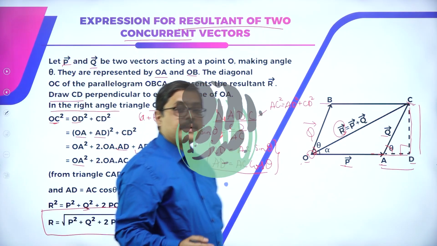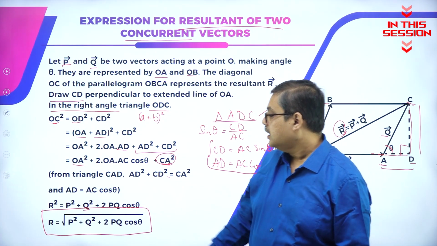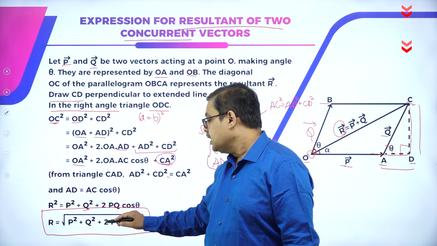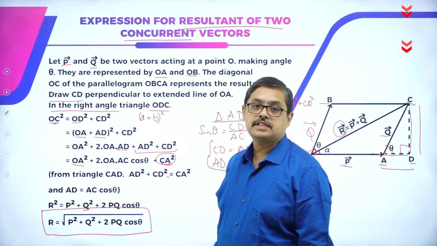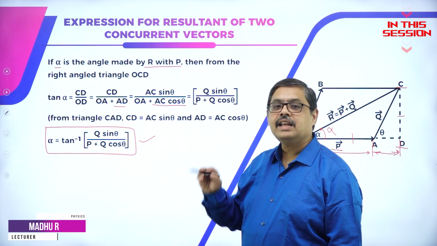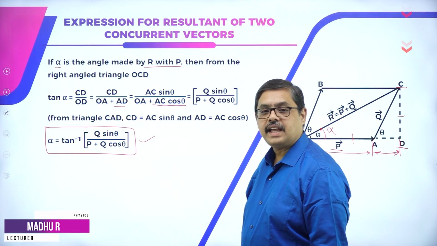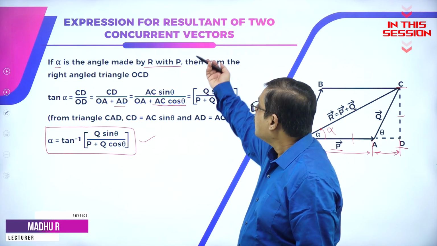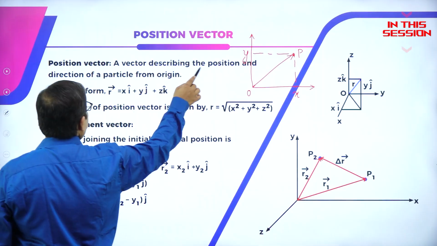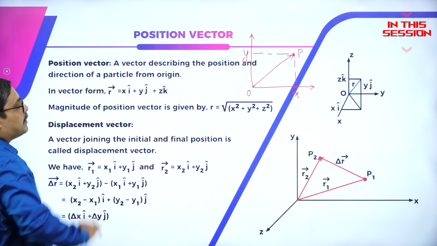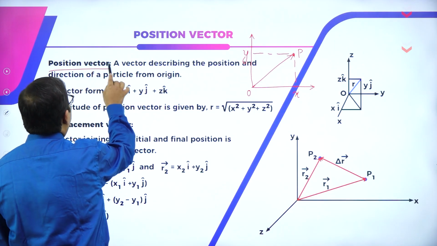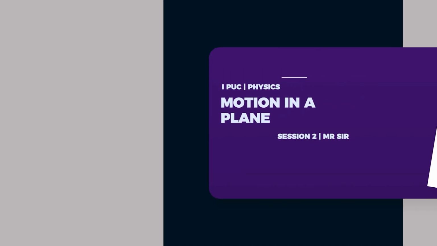This resultant is the magnitude of the resultant vector. R is equal to square root of P square plus Q square plus 2PQ into cos theta. So if there are two concurrent vectors acting with theta in between as the angle, then I can get the expression for the resultant of those two vectors. A vector describing the position and direction of a particle from the origin is called a position vector.